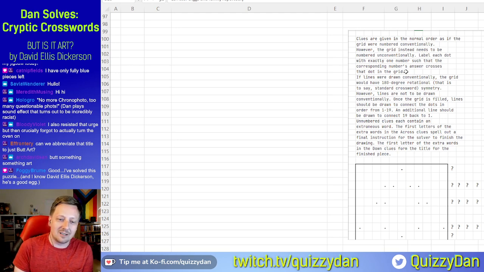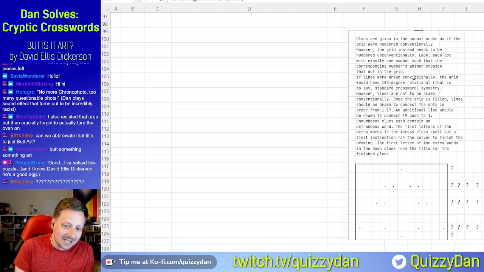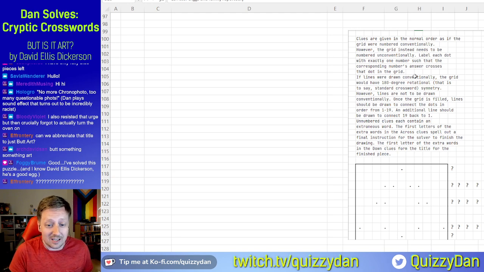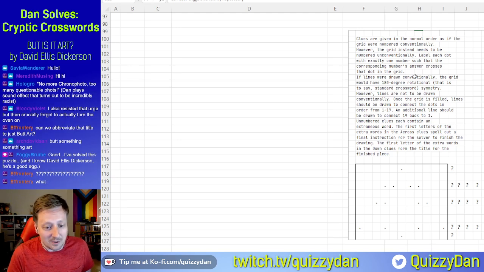Once the grid is filled, lines should be drawn to connect the dots in order from 1 to 19. An additional line should be drawn to connect 19 back to 1. Unnumbered clues each contain an extraneous word. The first letters of the extra words in the across clues spell out a final instruction for the solver to finish the drawing. The first letter of the extra words in the down clues form the title of the finished piece.